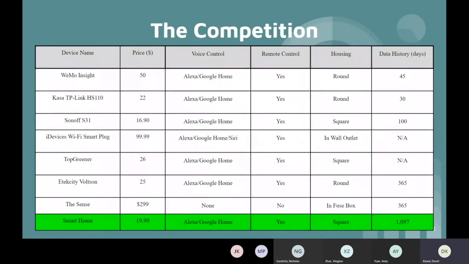So here's a list of comparable designs in this field. There are various price points with various capabilities as well as different styles. Our price point in particular is more competitive as well as sleek enough to sit seamlessly in a customer's household.